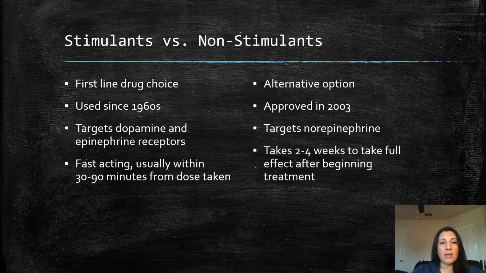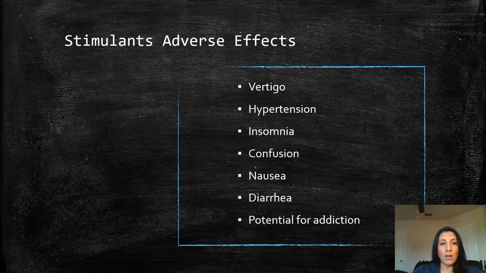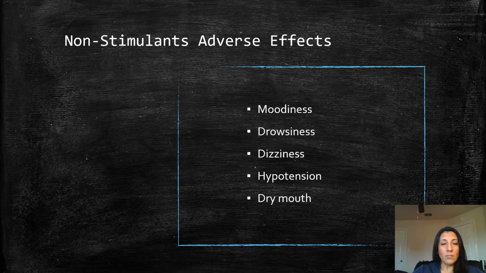The FDA has approved a total of 29 different stimulant medications, all of which have either methylphenidate or amphetamine components in them. Some of the adverse effects for stimulants include vertigo, hypertension, insomnia, confusion, nausea, diarrhea, or even the potential for addiction. Non-stimulant adverse effects include moodiness, dizziness, drowsiness, hypotension, and dry mouth.